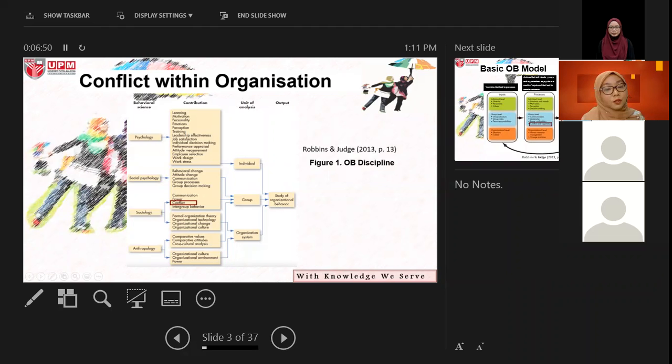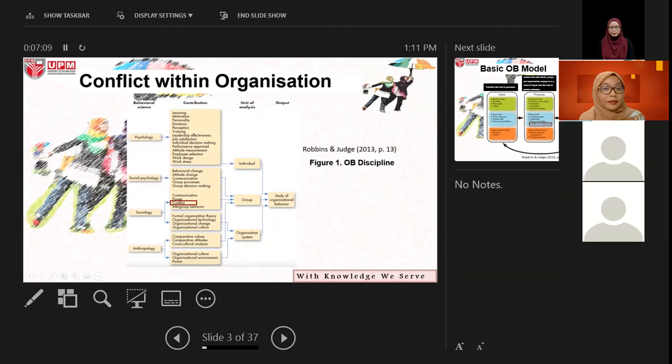Okay, and then social psychology. So kalau kita tengok kat sini, the last one is psychology. Kalau kita tengok kat sini dia ada dua, sociology dengan psychology ni, the combination of both, it becomes the social psychology.